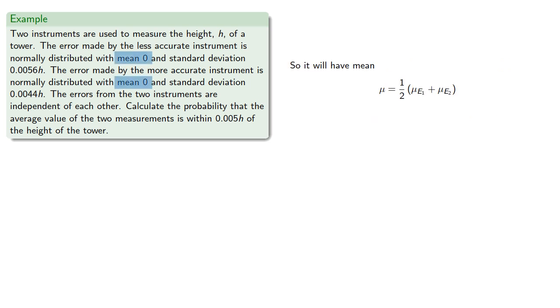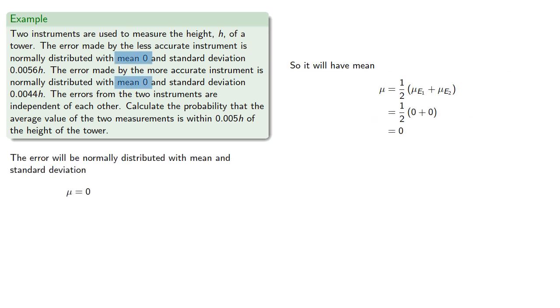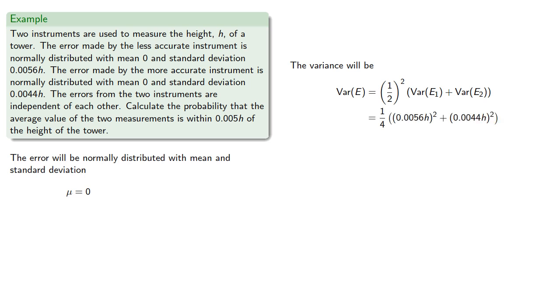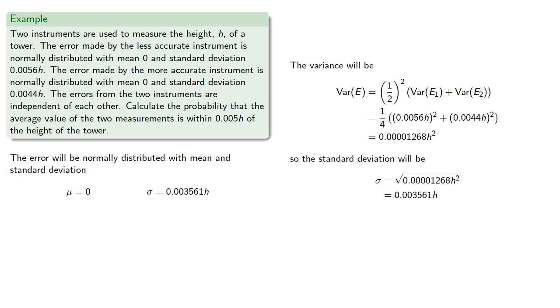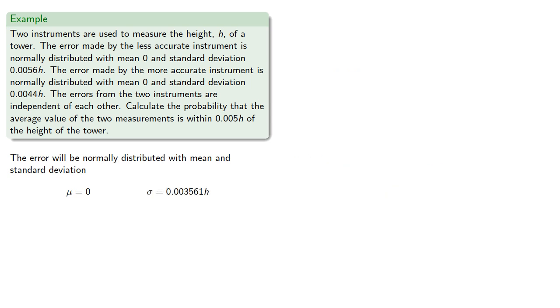And so the mean will be the sum of the means. The variance will be that factor 1/2 comes out as a square times the sum of the variances, which will be... and so our standard deviation is... and so the error will be normally distributed with mean and standard deviation.